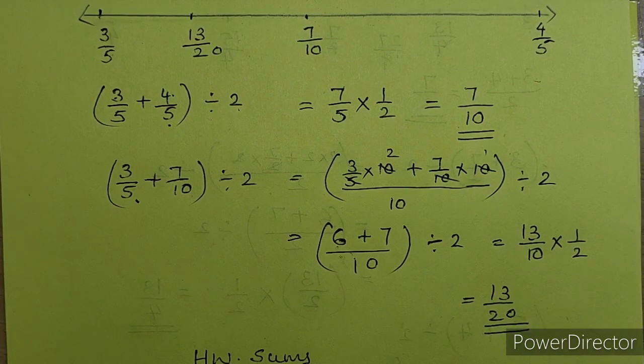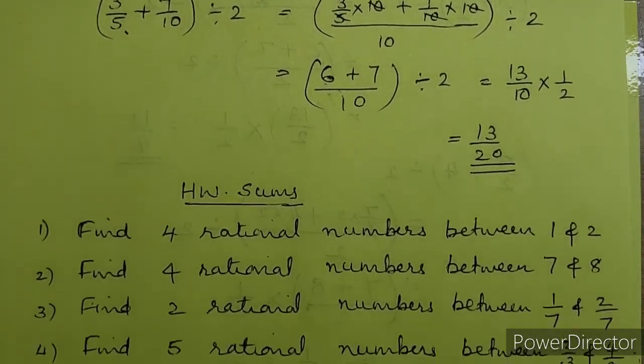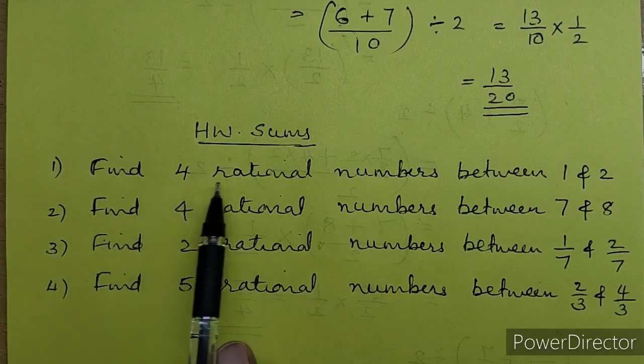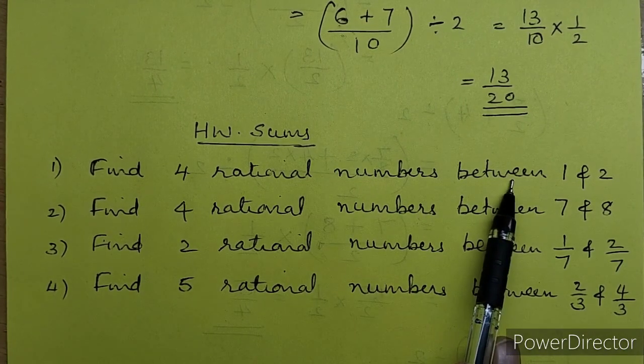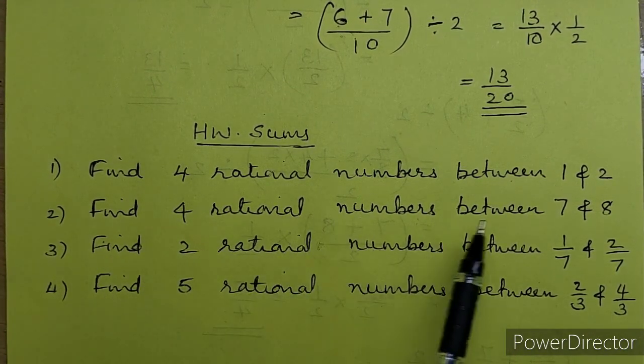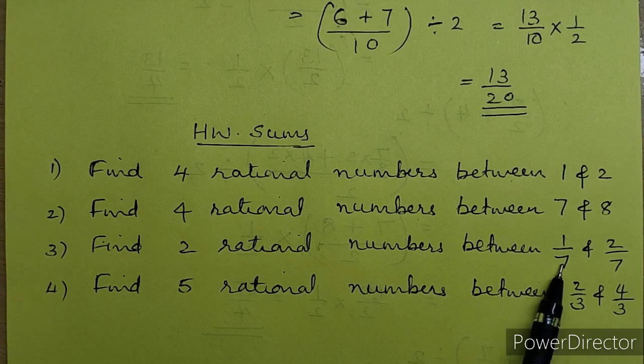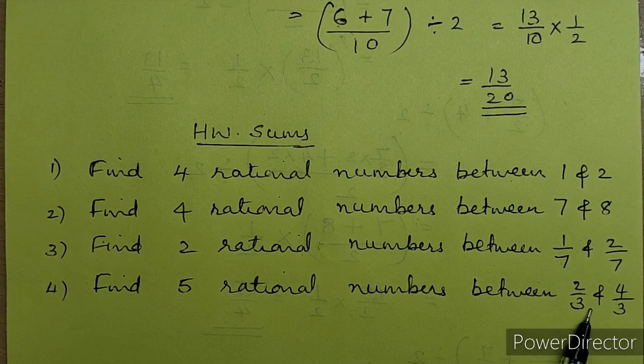Now some homework sums I will give. Find 4 rational numbers between 1 and 2. Find 4 rational numbers between 7 and 8. Find 2 rational numbers between 1 by 7 and 2 by 7. Find 5 rational numbers between 2 by 3 and 4 by 3. All the sums, same procedure only. Add the two numbers, whichever numbers you are selecting, then divide by 2. Don't forget the division by 2.